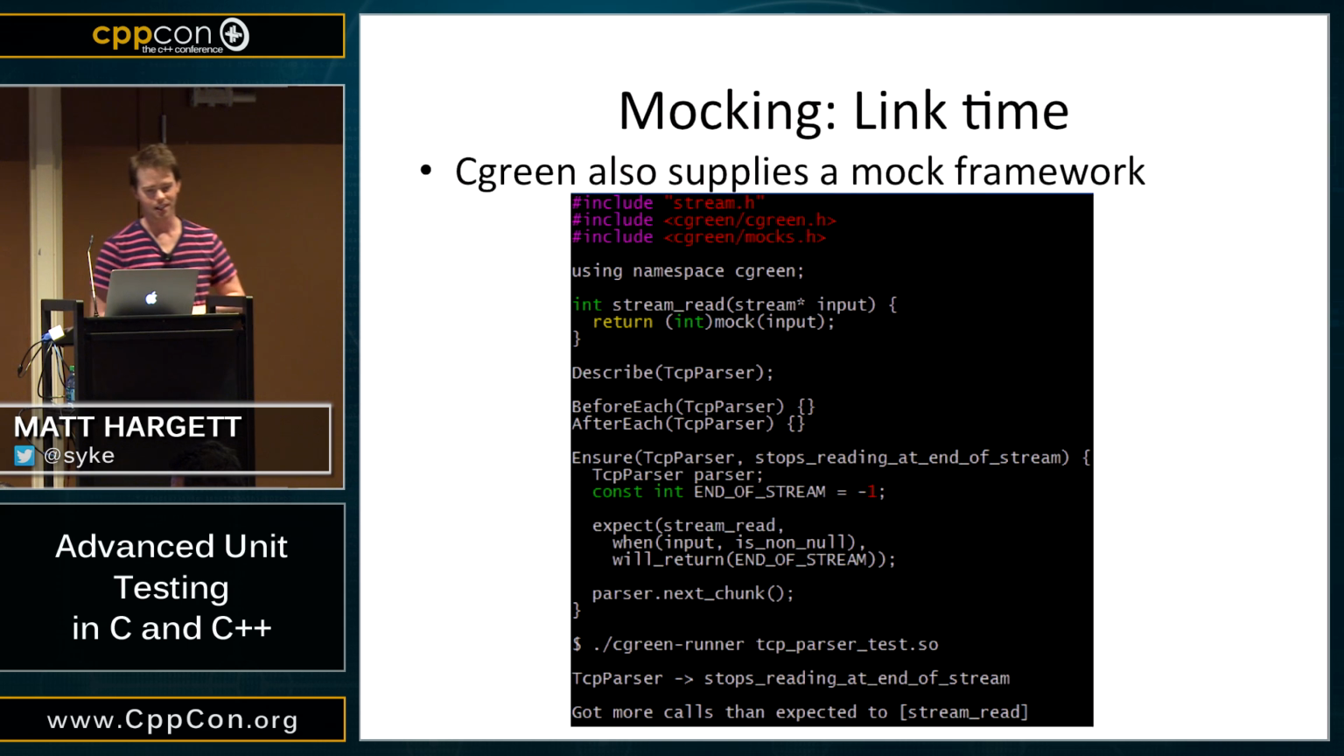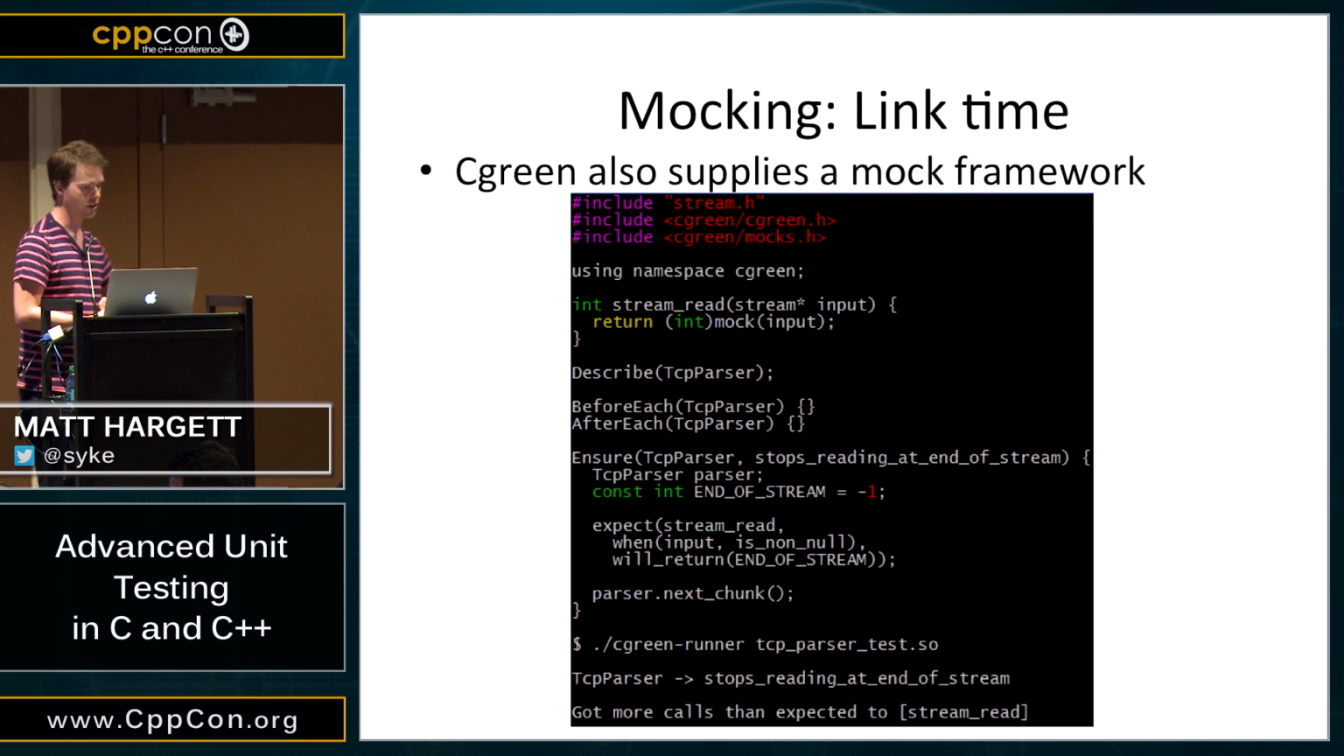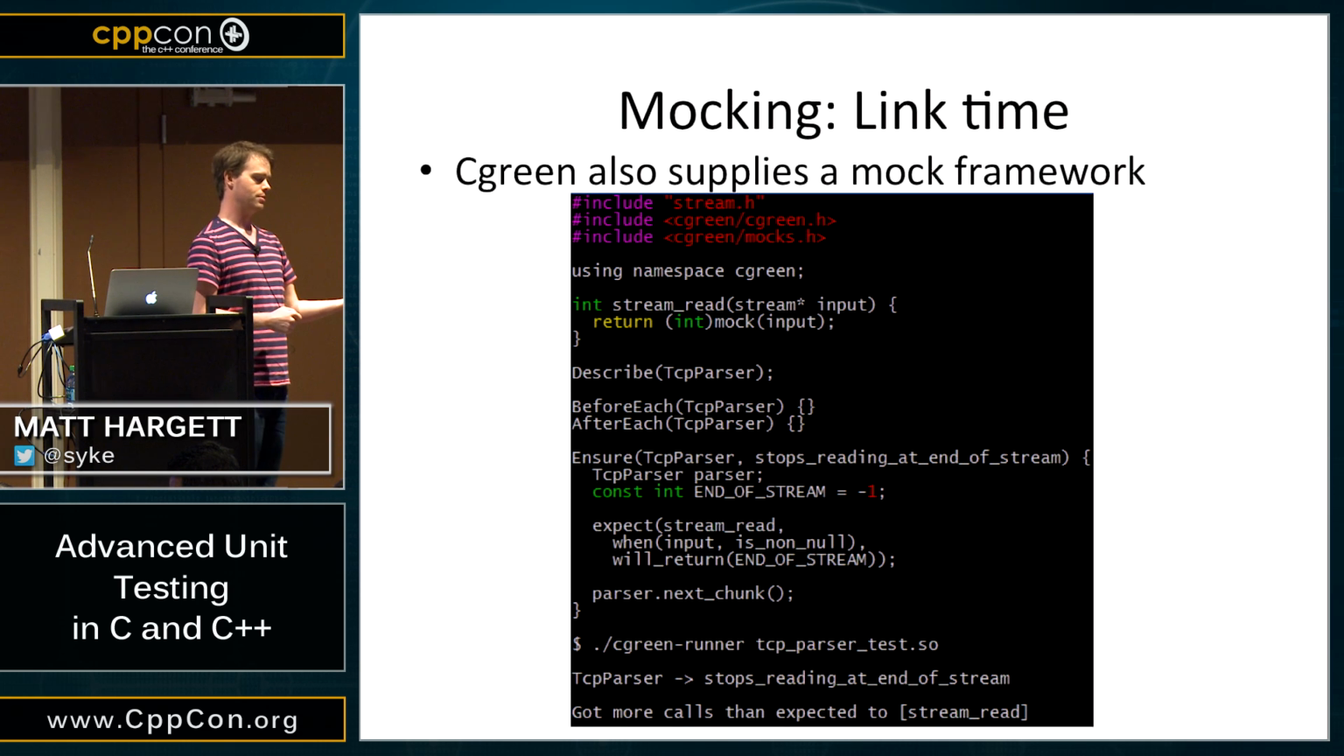So in this particular thing, what we're doing is that we are going to mock out the function called stream read, and it doesn't have to be here in the test file, right? It just needs to be there at link time so that when the consumer of stream read, when we're linking, it actually gets a stream read symbol to link to.